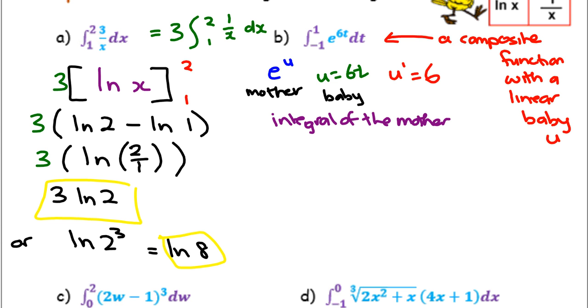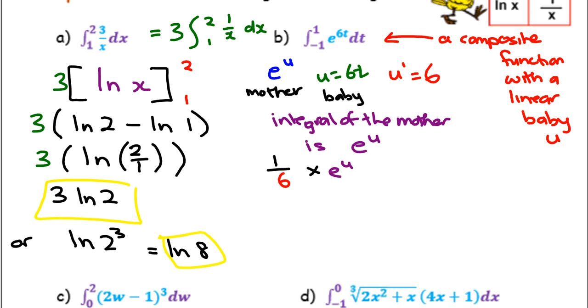The integral of the mother is a nice one at least: e to the u. But then you end up with a really gross thing. So I then do 1 over the derivative of the baby times the integral of the mother as my next step. And then we've got to sub everything in at the end too.